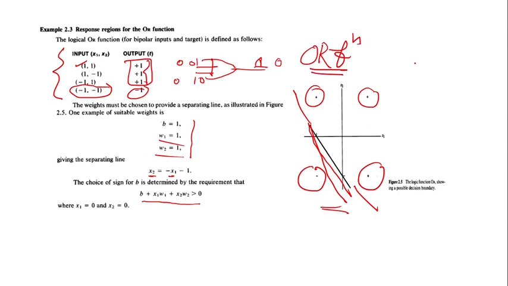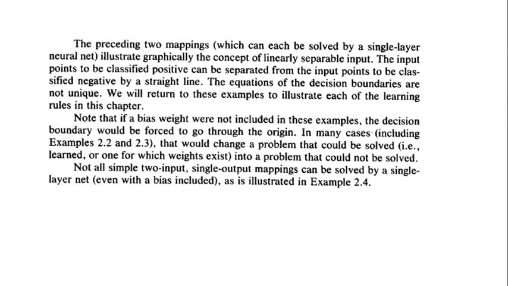Okay, fine. The preceding two mappings illustrate graphically the concept of linearly separable input. The input points to be classified positive can be separated from the input points classified negatively by a single straight line. The equations of the decision boundary are not unique. We will return to this example.